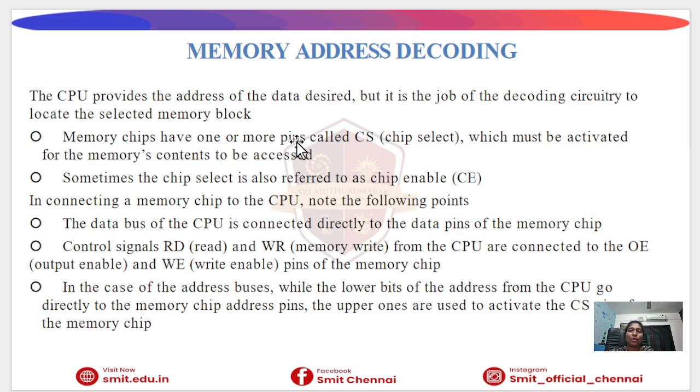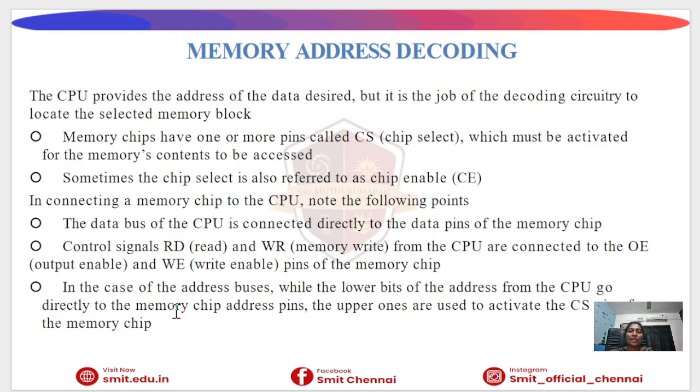Then memory address decoding. The CPU only gives an address, right? But how does the system know which memory chip to activate? This is done by address decoding. Only if we decode the address does the system know which memory to activate and in which memory location the program will be.